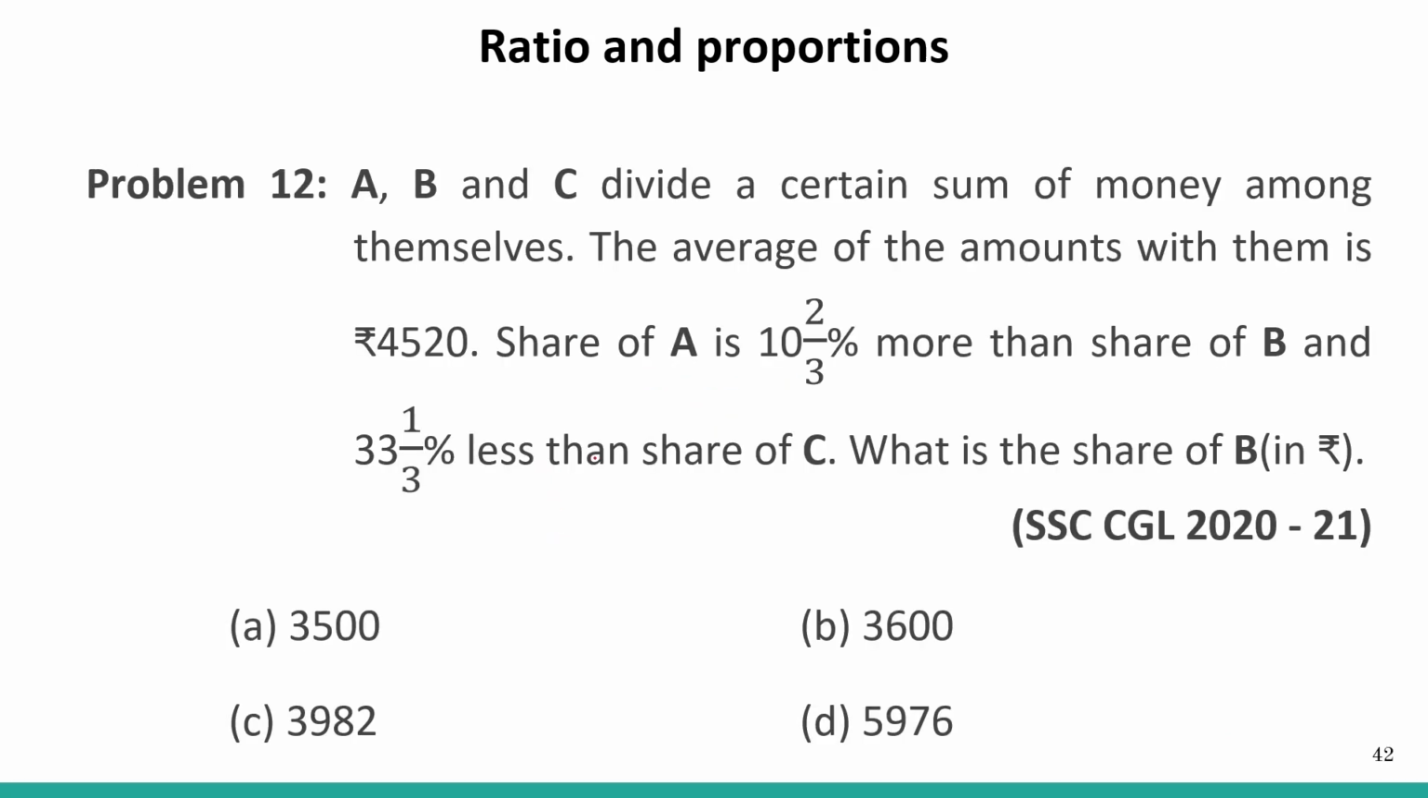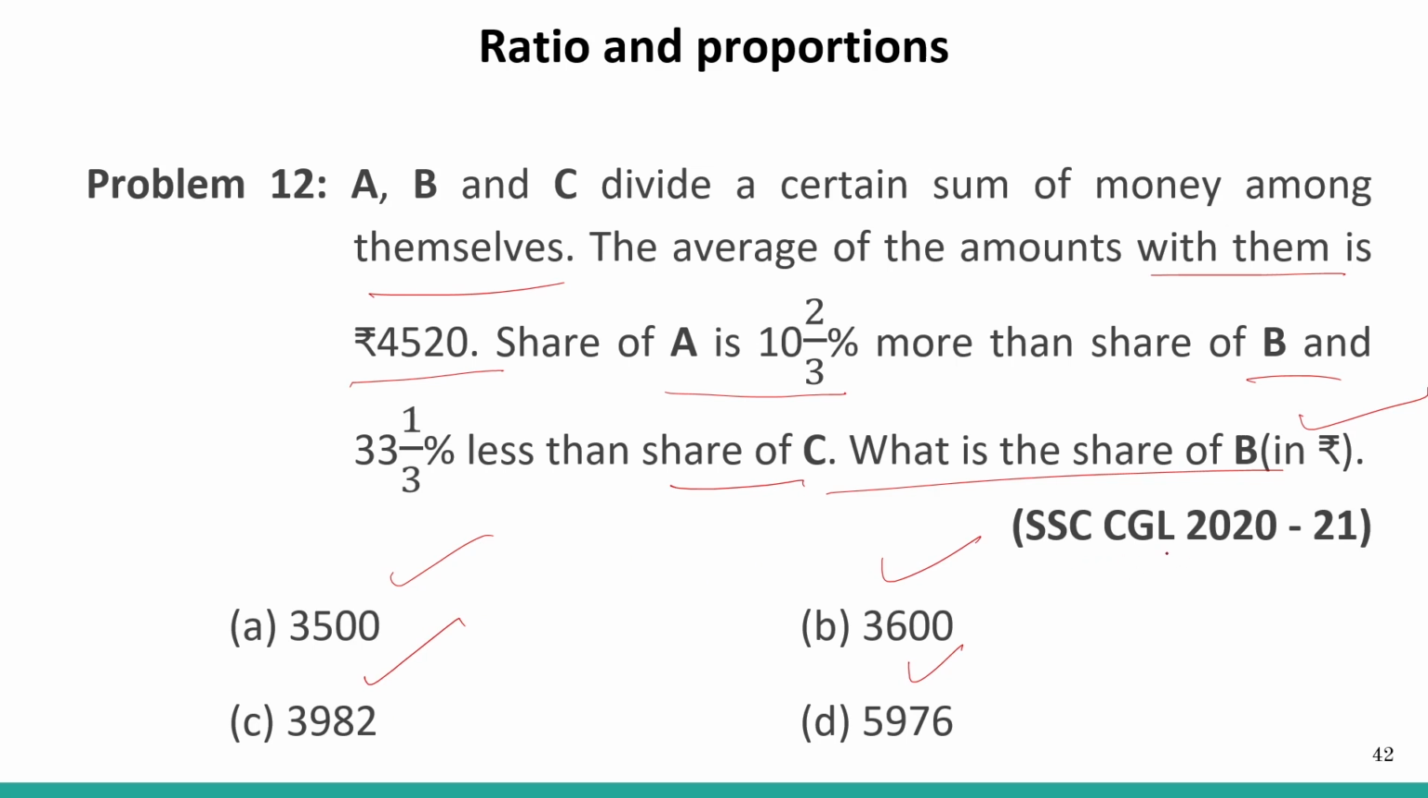So if A, B and C divide a certain sum of money among themselves, okay, so A, B and C divide a certain amount of money among themselves. So the average of the amounts with them is 520. So share of A is 10 whole and 2 by 3rd % more than the share of B, and 33 whole and 1 by 3rd % less than share of C. So what is the share of B in rupees? Okay, is it 3500, 3600, 5976 or 3982?